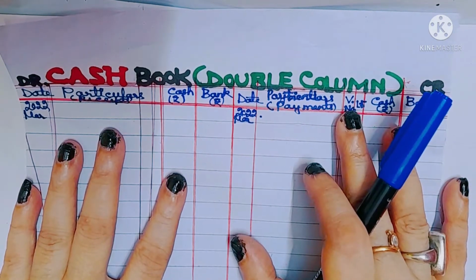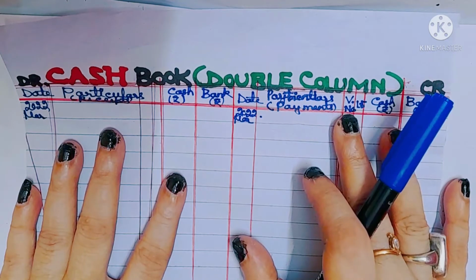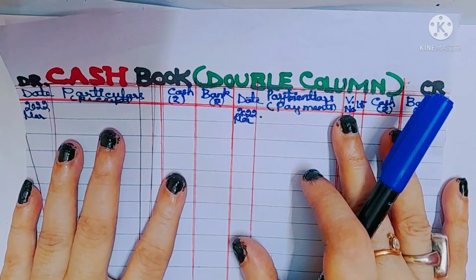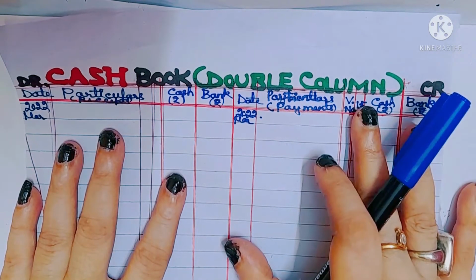In this video, I'm going to discuss how to solve a double column cash book with cash and bank columns. So let's get started. Chalo, shuru kara jak.